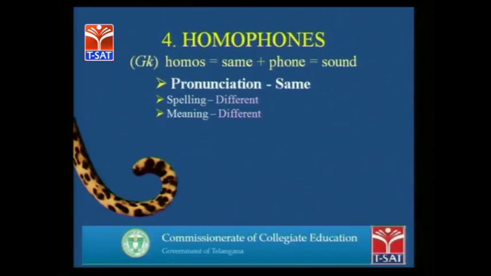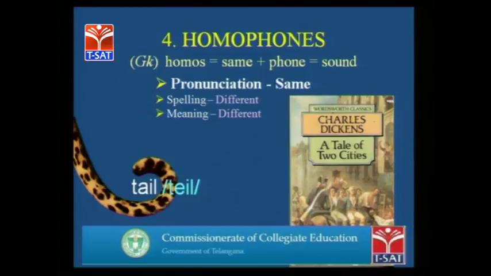For example, look at this. What do you find in this picture? Yes, most of you are right, it is the tail, T-A-I-L, tail, the tail of a dog, the tail of a cat, the tail of a cow. And in the other picture, you find the novel, A Tale of Two Cities. What is this tale now here? T-A-L-E, tale. That is T-A-I-L, tail, and this is T-A-L-E, tale. Both are pronounced in the same way, but the spellings are different and the meanings too are different.